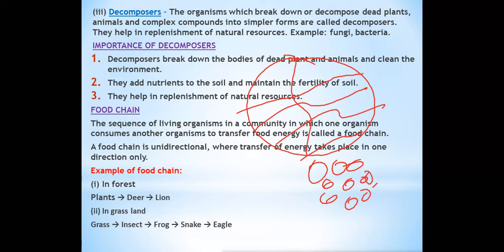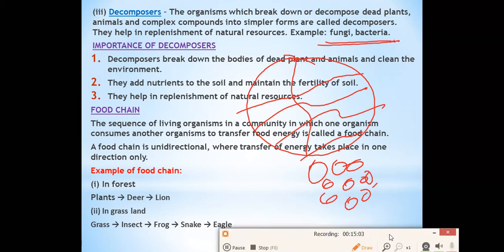And they help in the replenishment of natural resources. When plants and animals die, what will happen? After a few days, the bacteria will break their bodies into small pieces, and those plants and animals will mix up with the soil. And after that, in the soil, humus will form, and the soil will become fertile, right? So examples of decomposers are fungi and bacteria.